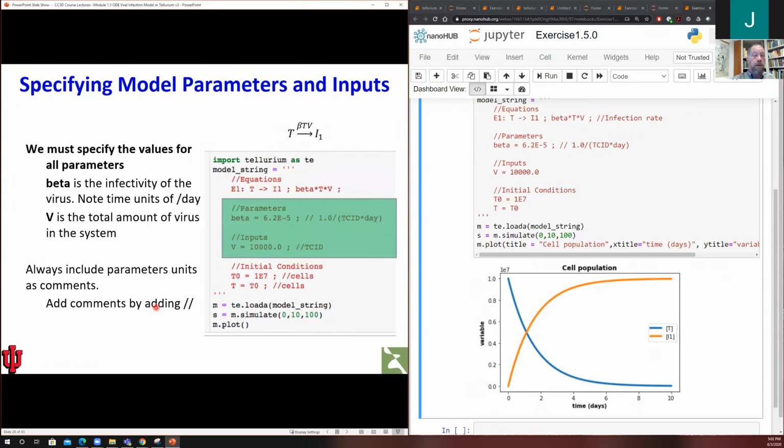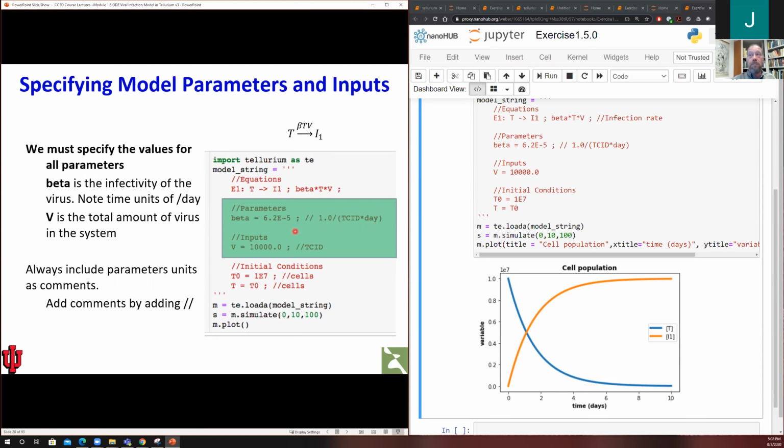For each parameter or variable, we have to specify the value. And so we'll have a section called parameters. Here's the comment. The comments are double slash. Parameters, and we define beta. And we're going to use the value 6.2 10 to the minus 5. And we're always going to try to remember to write what the units of our parameters are. In these models, we're going to measure time in days. And here our unit is per TCID. And I'll come back to what TCID is in a few minutes. It's a way of measuring viral loads operationally per day, because it's a rate.